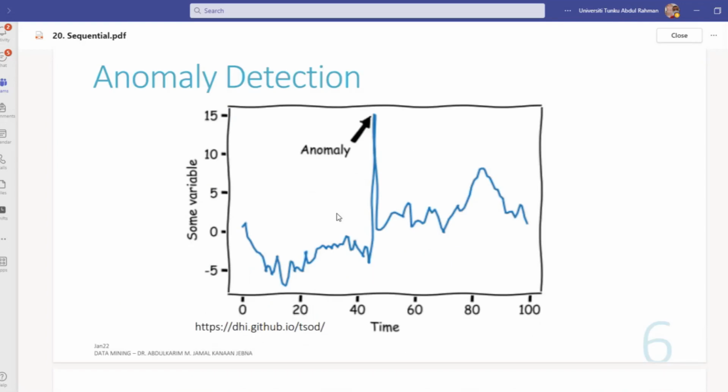It can also be used to do anomaly detection. When you draw a figure, you can easily spot, for example, here there's a hike or spike in the value at this time. And this can be marked as an anomaly. Anomaly is another word for outlier, so anomaly detection can also be called outlier detection. In this case, we know that something happened here which made the value of some variable go up significantly, deviating from the normal values.